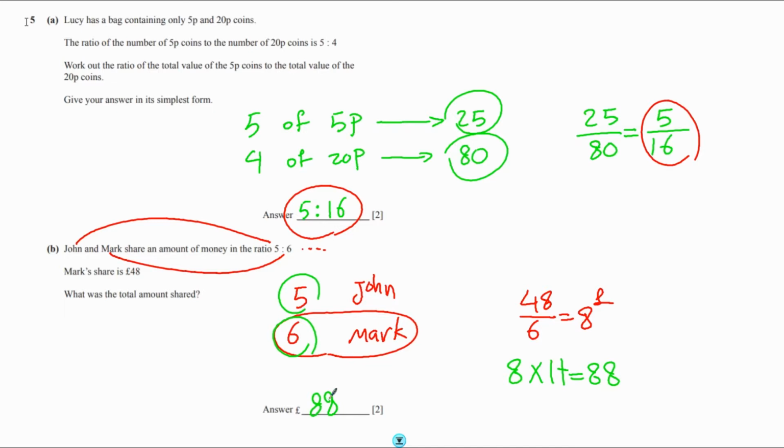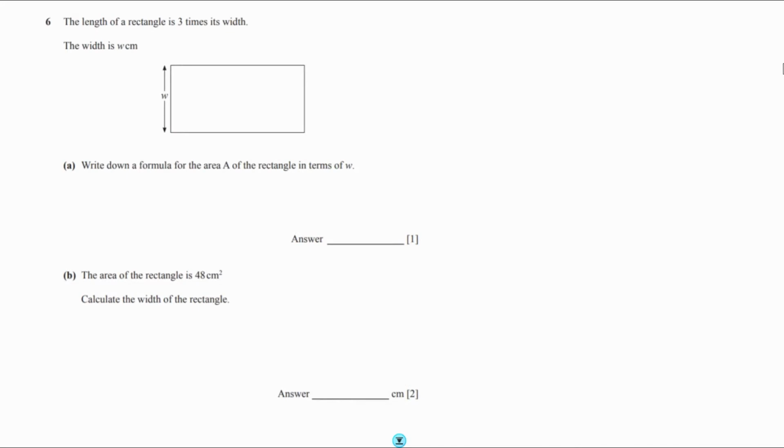Okay, we move to the next question. The length of a rectangle is 3 times its width. So the width is W, so the length is 3 times that. So we need to write 3W because it's 3 times the width. Write down a formula for the area of a rectangle in terms of W. The area of a rectangle is length times width, so it would be W times 3W. So the answer here would be 3W squared.